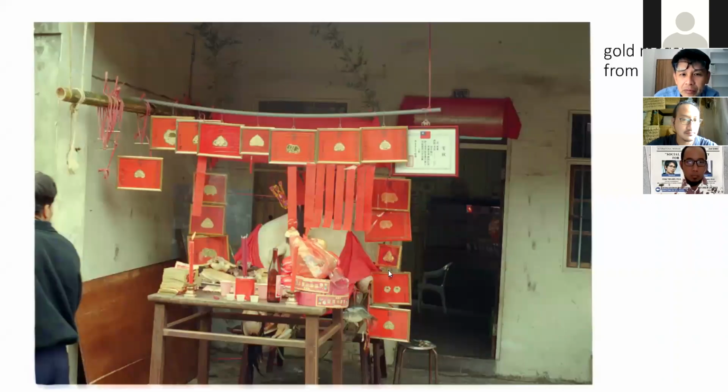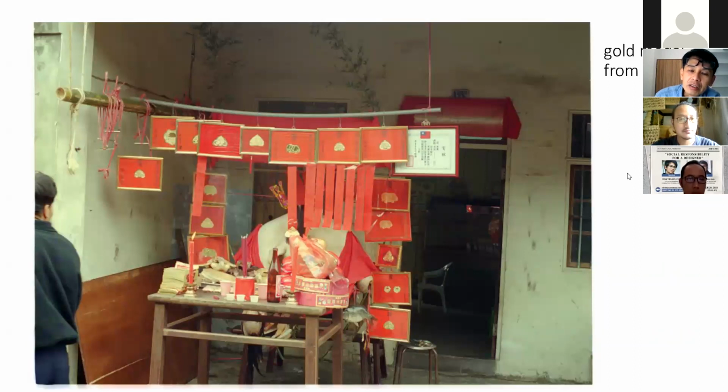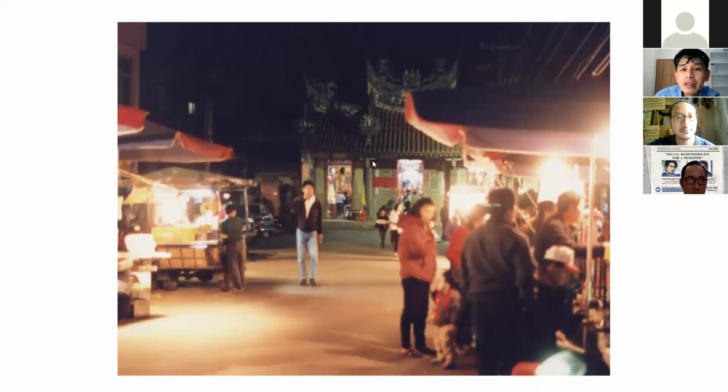Before the worship, it looks like this: they are killing pigs in front of their houses. After the worshiping, there are gold medals from guests or friends. This is a gold medal to celebrate. In the night of the worshiping day, you see a lot of stores.